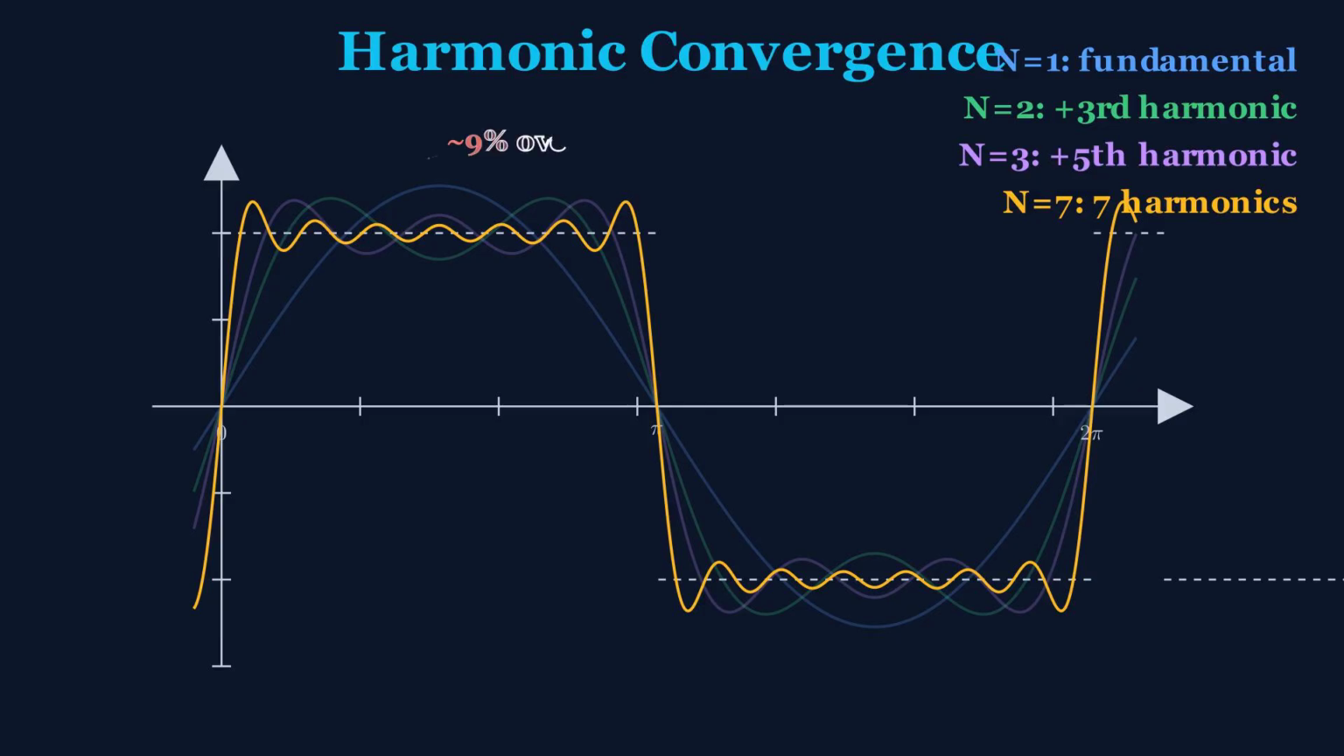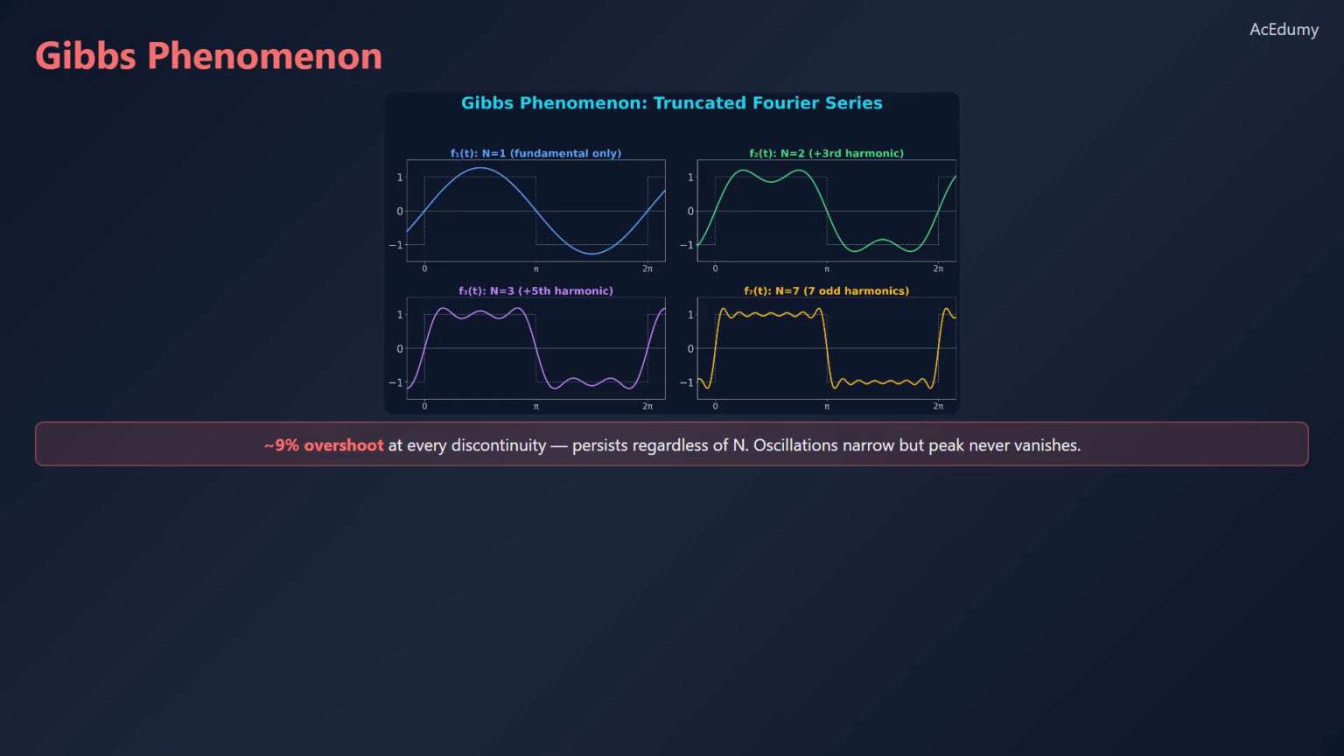But look carefully at the transitions. There are sharp oscillations that overshoot the target amplitude. These ripples don't disappear no matter how many terms we add. This persistent overshoot is the famous Gibbs phenomenon. At every discontinuity, the truncated Fourier series overshoots by approximately 9% of the total jump. For our square wave with jump size 2M, the overshoot is about 0.18 M.